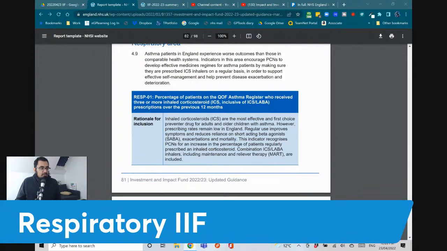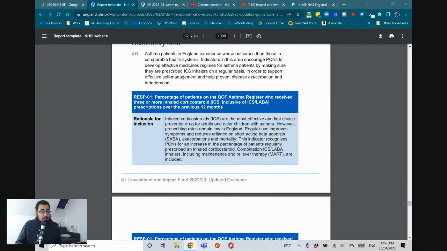So the respiratory area is about looking at inhaled corticosteroid treatments and stuff. Again, this can be driven a lot by your network pharmacist, I would imagine. But the percentage of patients on the QOF asthma register, so not only your pharmacist, but also absolutely your practice nurses, your asthma nurses, and your team that focuses on this. Effectively, percentage of patients on the QOF asthma register who received 3 or more inhaled corticosteroids, inclusive of ICS/LABA, over the previous 12 months. So ideally, that's how many they feel they should be having.